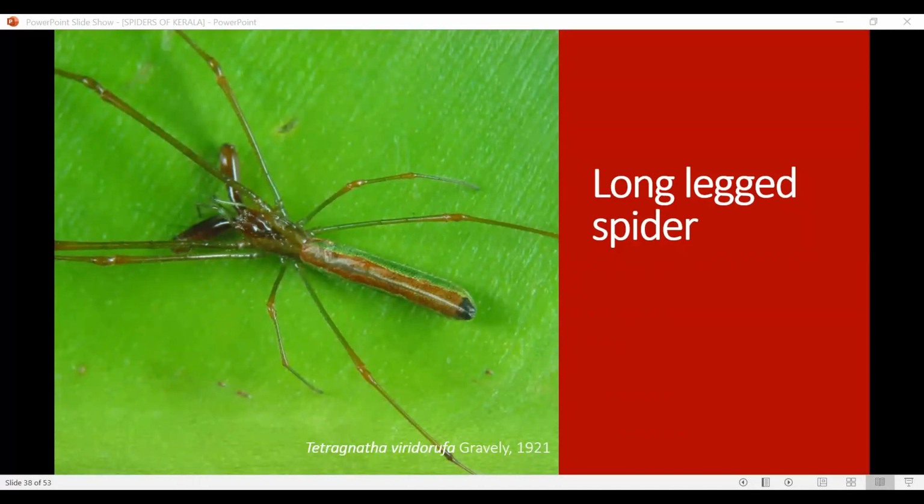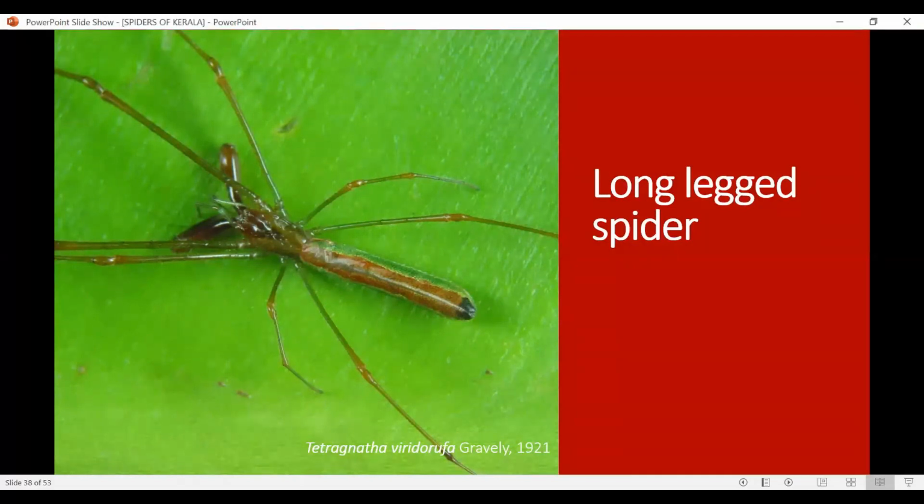Now, Tetragnatha viridorufa, Tetragnatha mandibulata, Tetragnatha viridescens. There are several species. It is a very large genus also, and they always appear to have a very long jaw. So these are some of the natures of the stretch spider.